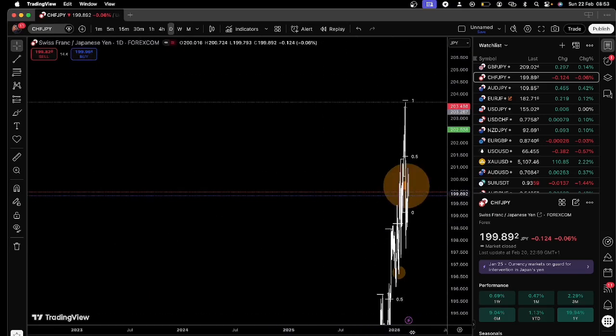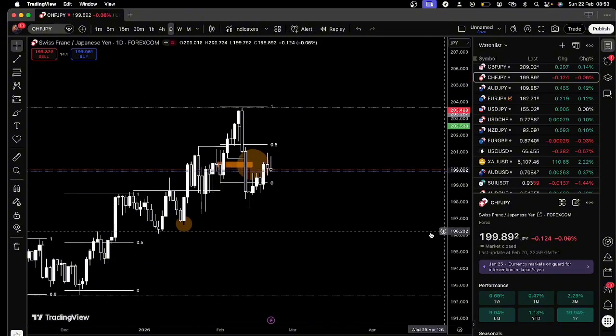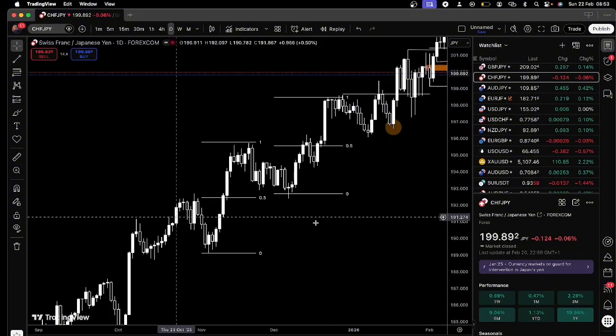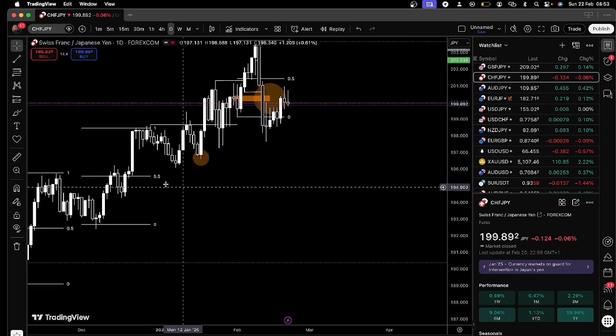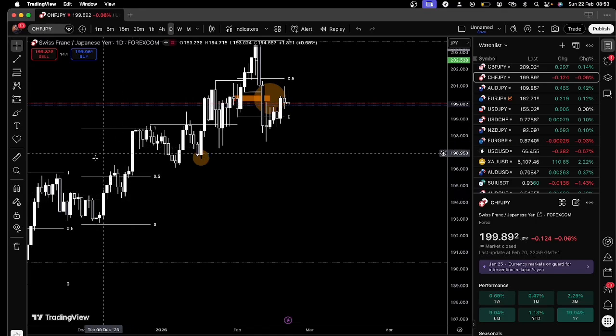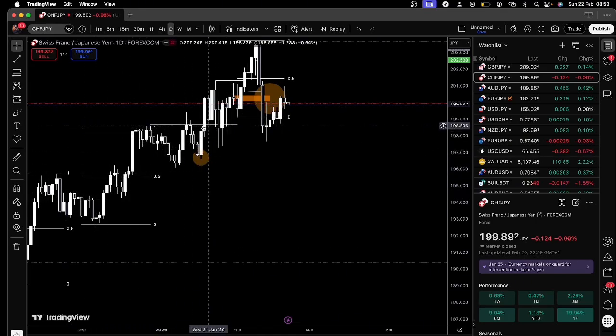CHFJPY has gone out of its weekly range. It exited its weekly range somewhere here. So now we begin to use daily ranges. Trade breaks, we have a retracement, we buy. We have another break of structure here. We have a retracement, we buy. Another break of structure happened here.